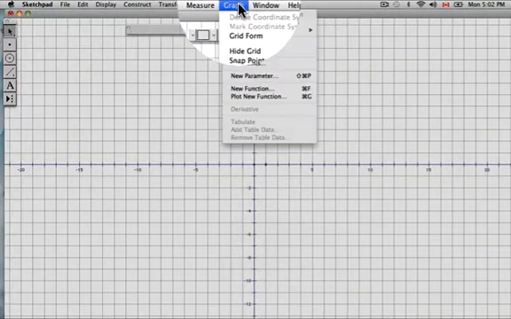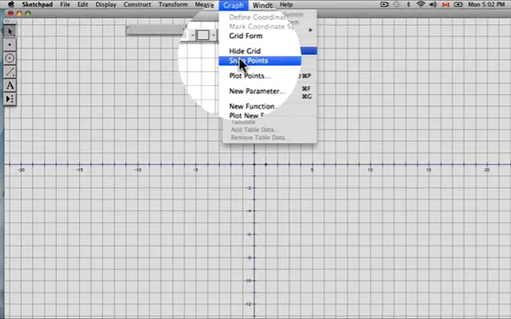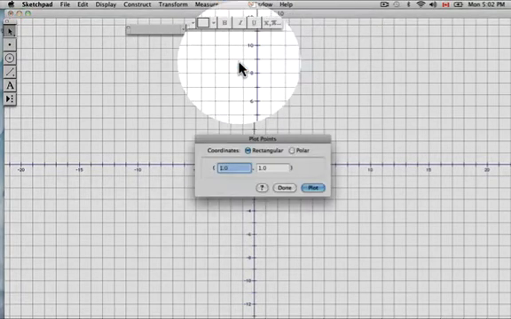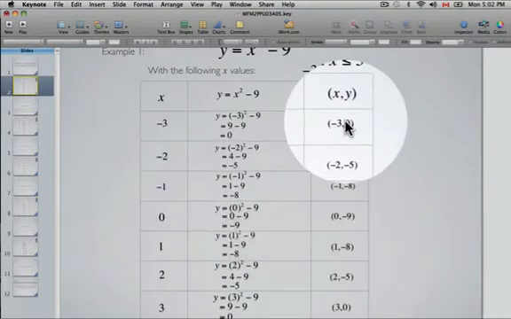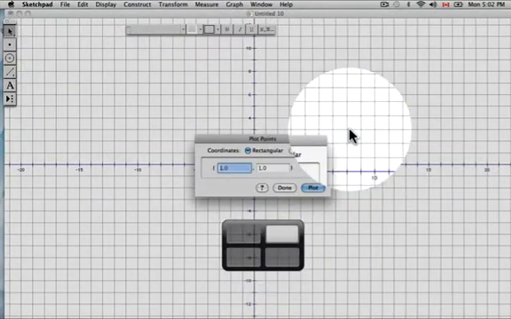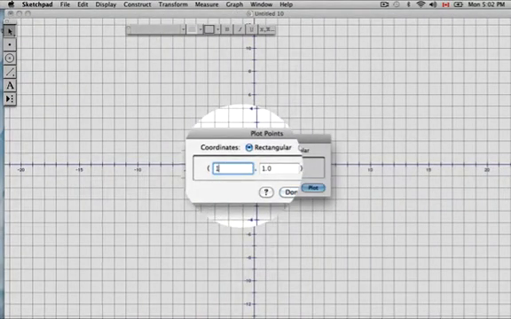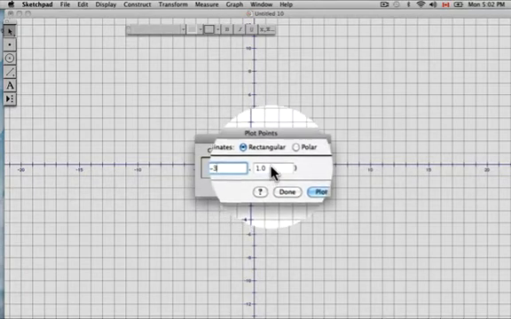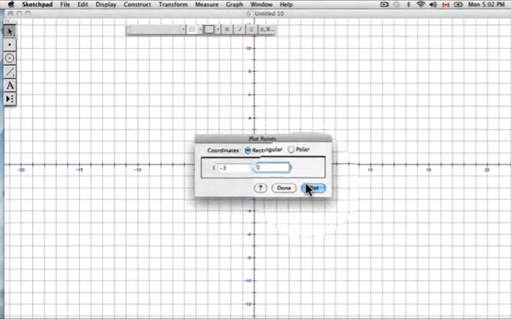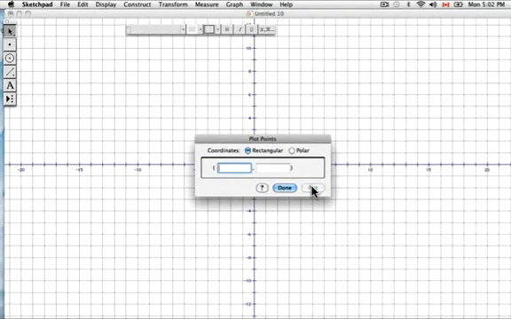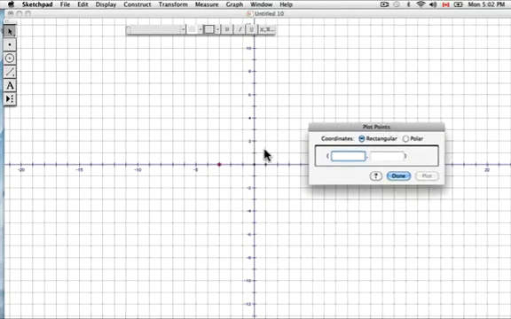To plot points in Geometry Sketchpad, you hit on Graph, then click Plot Points. Our first one, remember, is -3, 0. This is our x value, this is our y value. We're going to plot the point. And here it is. It's on the x-axis at -3, 0, where y is equal to 0.